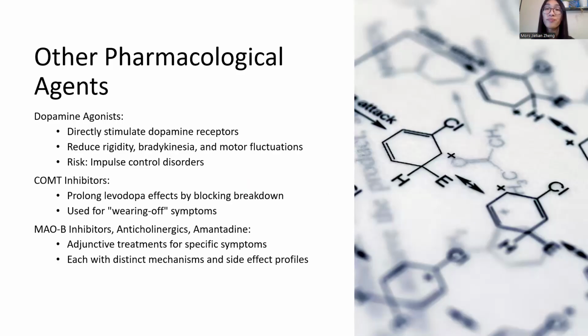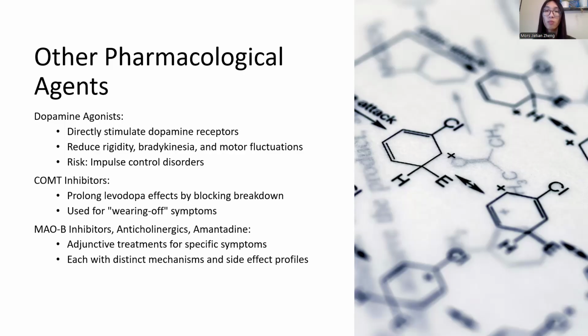Beyond levodopa, we have several other classes of medications. Dopamine agonists work by directly stimulating dopamine receptors and can reduce rigidity, bradykinesia, and motor fluctuations. However, they carry a risk of impulse control disorders, problems like pathological gambling, compulsive shopping, or hypersexuality that can be devastating for patients and their families.